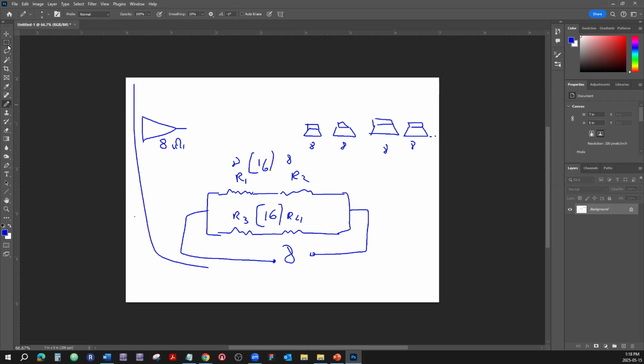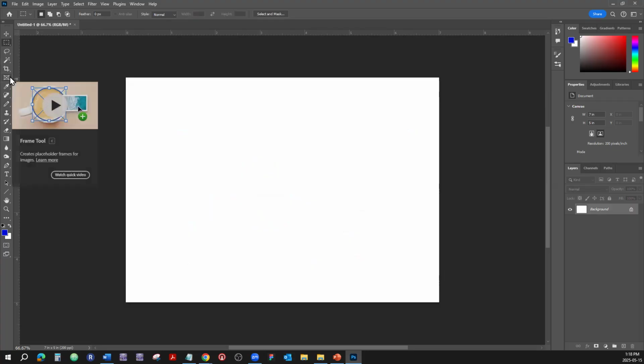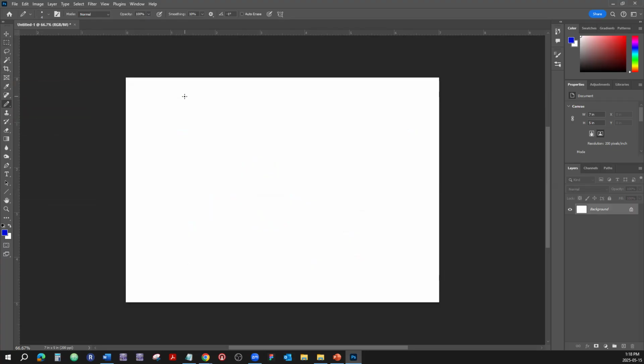Here, let me just erase this. Now we have some wonderful device that is called a transformer. A transformer is a bunch of wire wound on the primary winding, and in close proximity, we have a secondary winding with the terminals here and the terminals here.